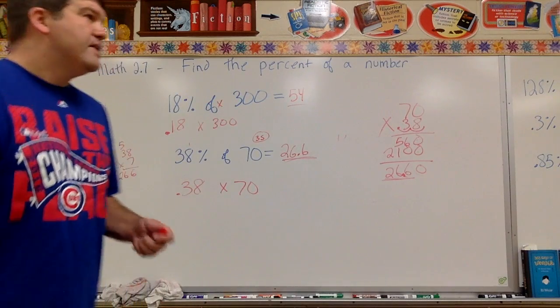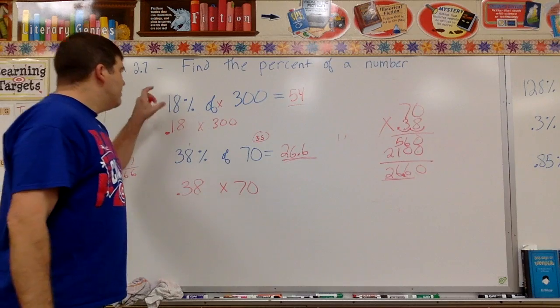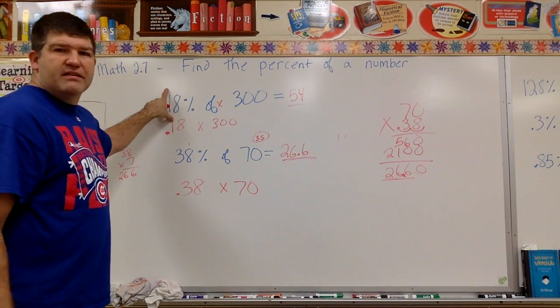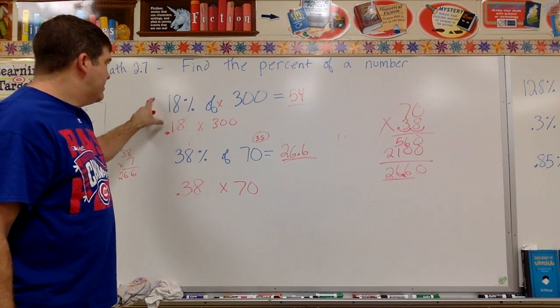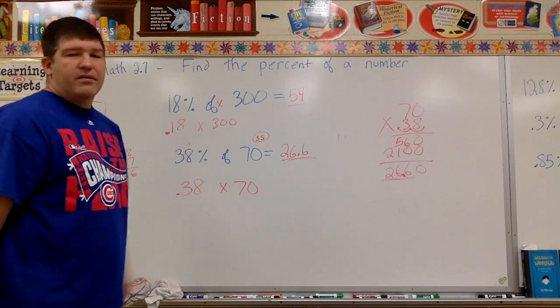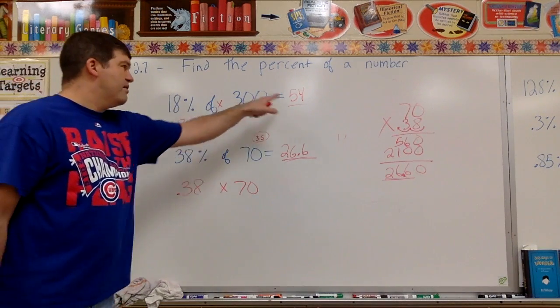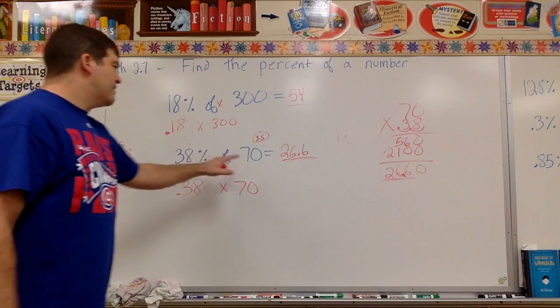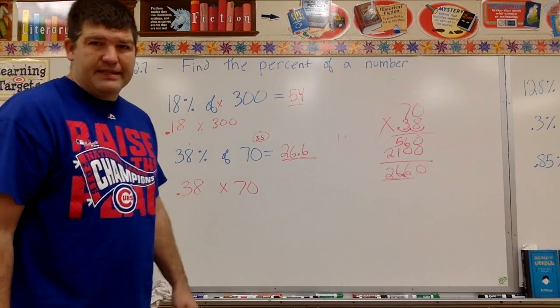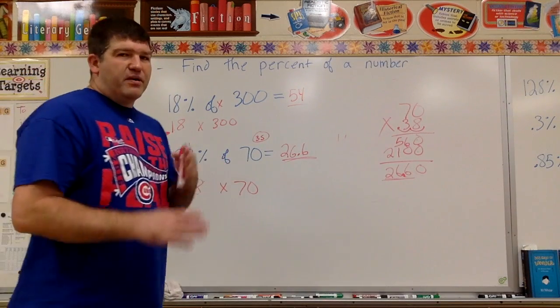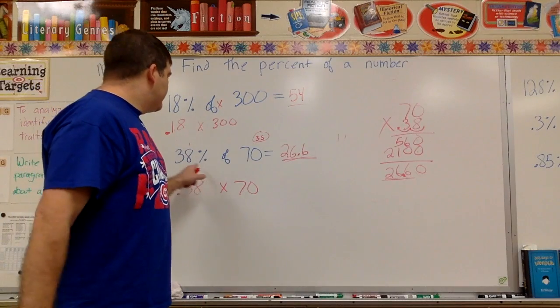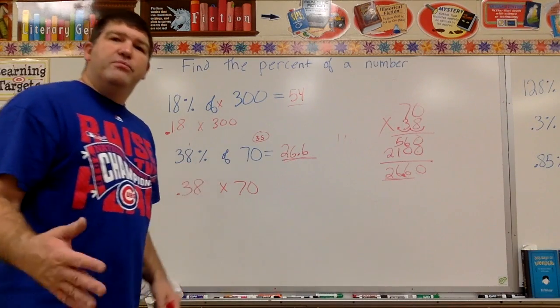All right. So that's how you take a percent that's less than 100% of a number. So 18% of 300 is 54. 38% of 70 is 26.6. Of just means multiplication, and you get it into a fraction or a decimal, and you multiply.